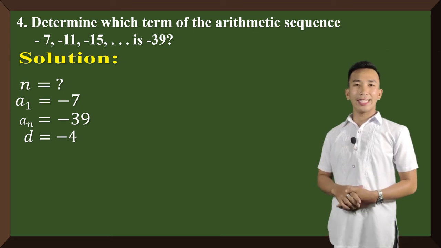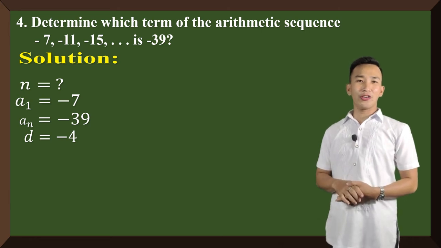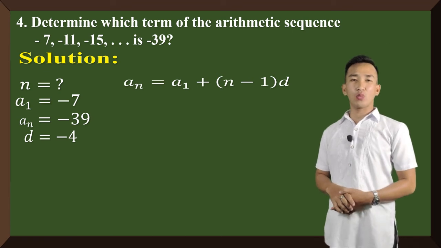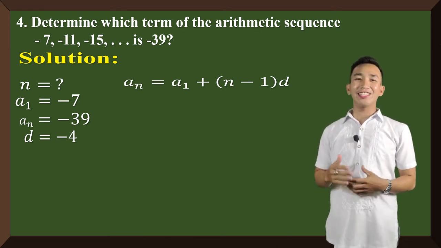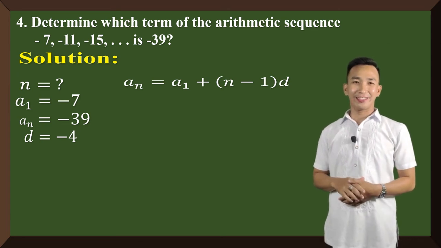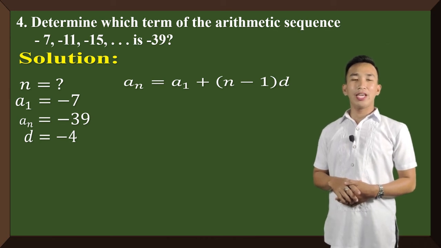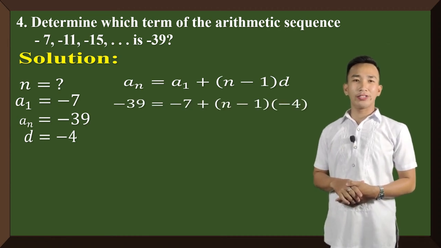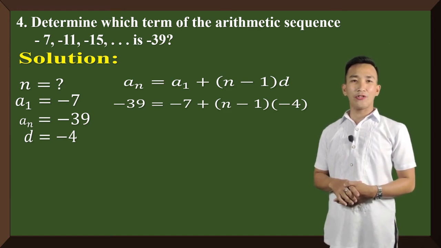Step 3. What is the equation or the formula to be used? Very good. The formula to be used is a sub n equals a sub 1 plus the quantity of n minus 1 times d. Step 4. Substitute the value of each variable in the given formula. Replace a sub n by negative 39, a sub 1 by negative 7, and d by negative 4. So, we have negative 39 equals negative 7 plus the quantity of n minus 1 times negative 4.